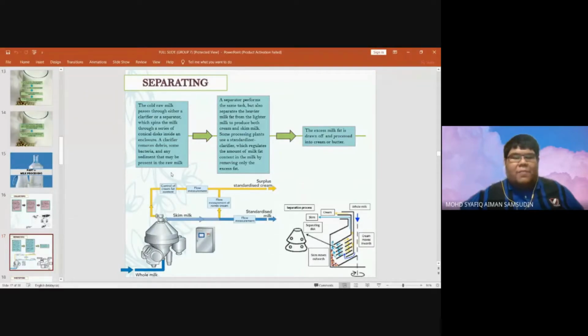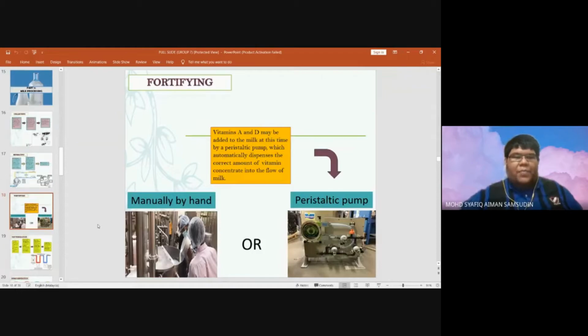The first separating stage is to separate milk from other impurities such as bacteria and any other sediment. Second is mainly to separate milk and produce both cream and skim milk, and the excess milk fat from the second separating stage is processed into cream and butter.